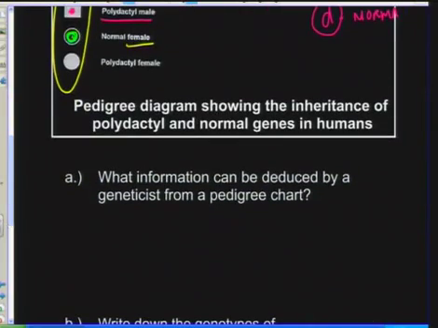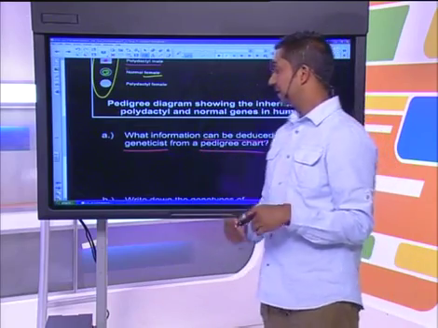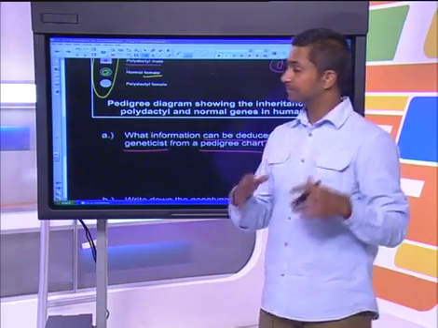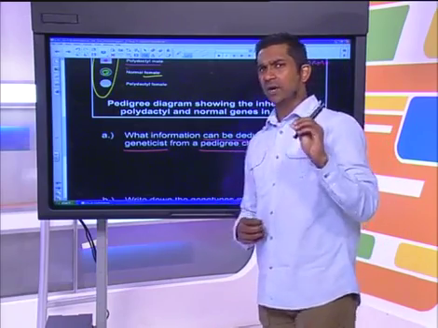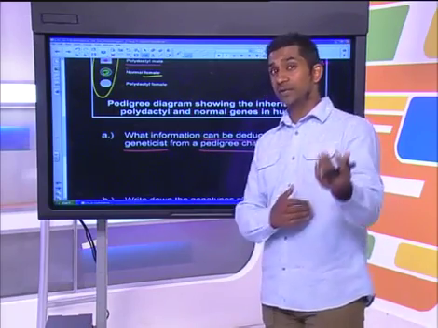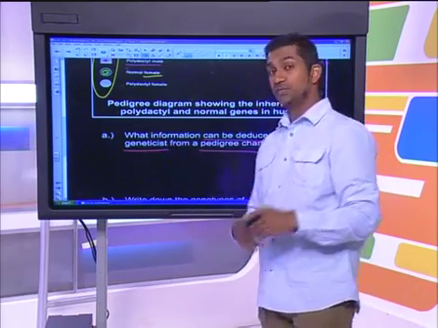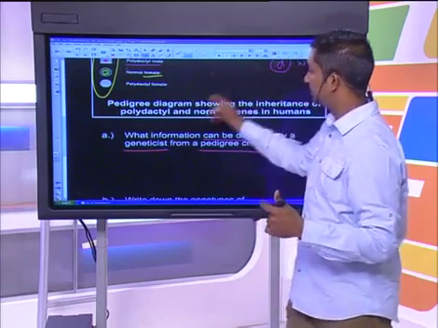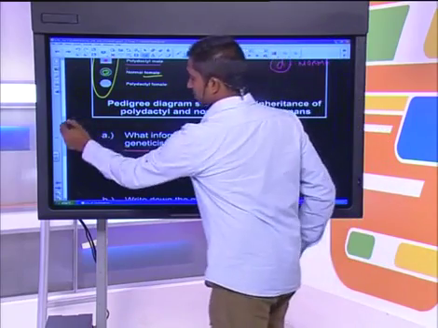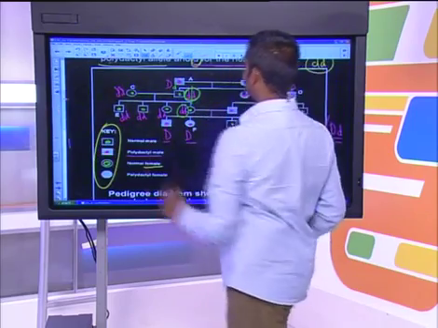What information can be deduced by the geneticist from a pedigree diagram? Now, who is a geneticist, guys? We got to understand and remember that a geneticist is somebody who works with pedigree diagrams, or even a genetic counselor will work with pedigree diagrams. The reason why they use pedigree diagrams, if you looked at that pedigree chart, you would see that it is to study the pattern of inheritance.